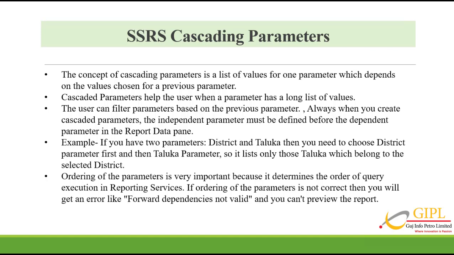Always when you create a cascading parameter, the independent parameter must be defined before the dependent parameter in the report data pane. Example, if you have two parameters, district and taluka, then you need to choose the district parameter first and then the taluka parameter. So it lists only those talukas which belong to the selected district. Ordering of parameters is very important because it determines the order of query execution in Reporting Services. If the ordering of parameters is not correct, then you will get an error like forward dependency is not valid, or you can't preview the report.